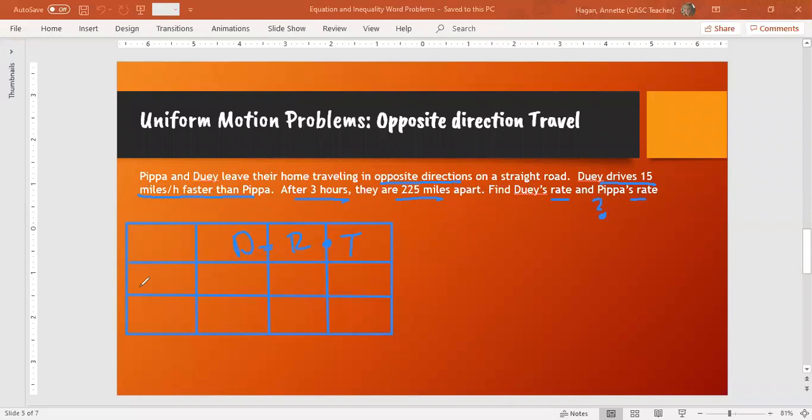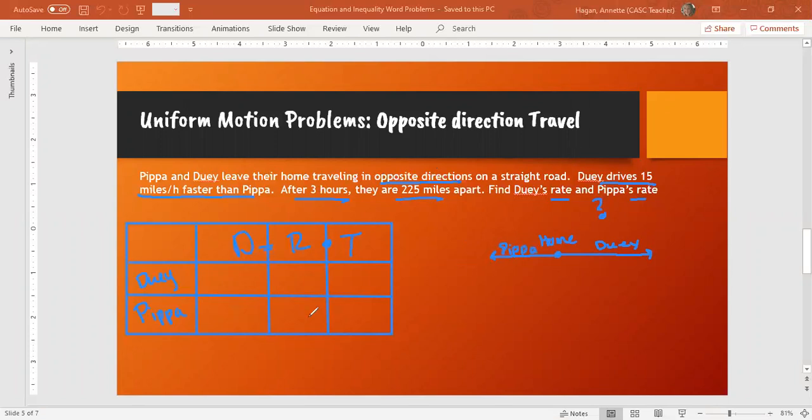So let's plug in what we know. We have Dewey and we have Pippa. So let's draw a picture. So they start at home. This is their home. And Dewey is driving one way. And he's driving faster than Pippa. Okay? Pippa's driving the other way, slower than Dewey. And they're on a straight road.